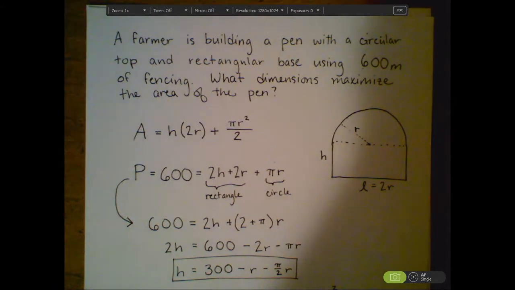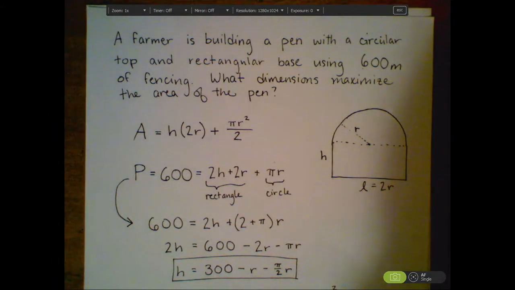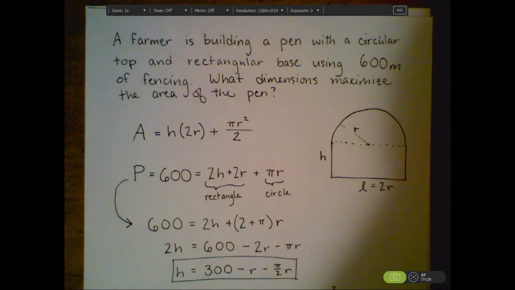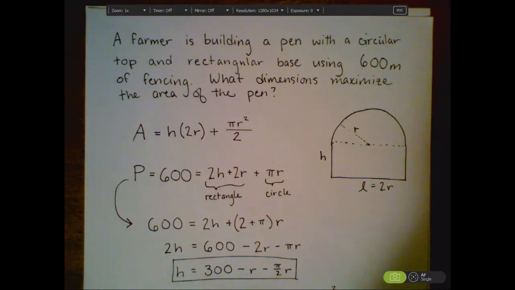And set that equal to 0 to find our critical points. The derivative of 600r is just 600. The derivative of negative 2r squared becomes negative 4r. The derivative of pi times r, recall pi is just a constant here, so the derivative of a constant times our variable is just going to be negative that constant. And then finally, by power rule, the derivative of pi over 2 r squared becomes pi times r.